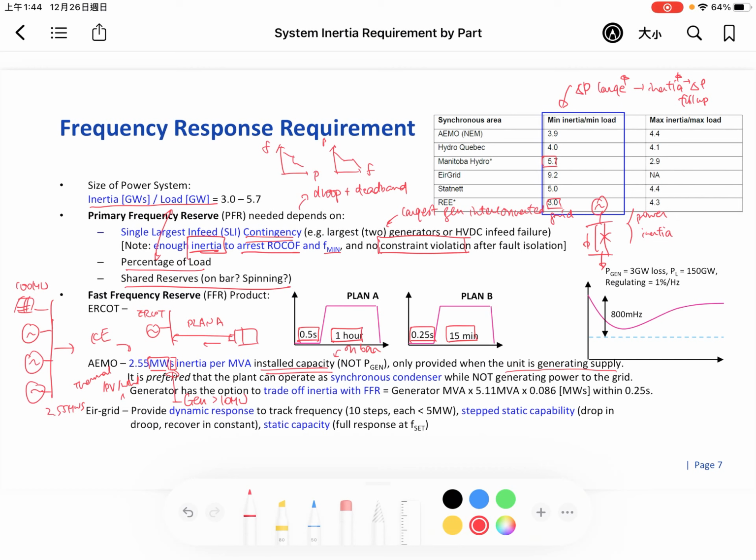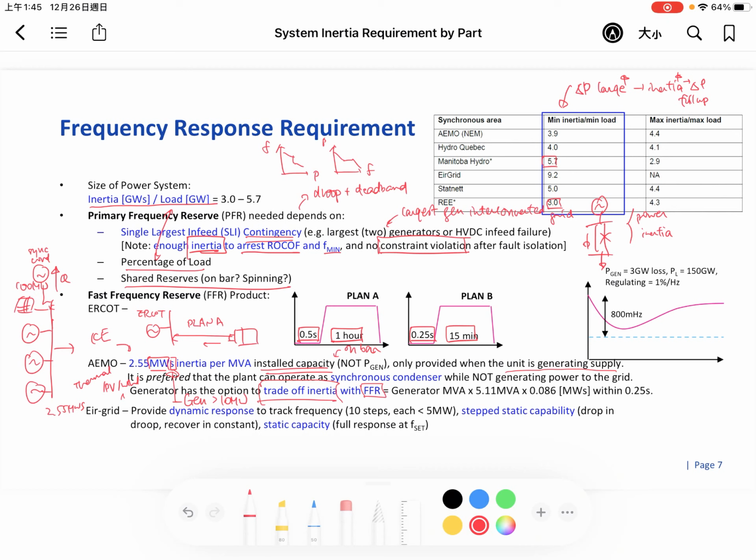Just like I can do it with battery support, providing fast frequency reserve, or I can have a synchronous condenser supporting the PV system. We can have a synchronous generator operating as a synchronous condenser to absorb reactive power to control the voltage. But anyway, it is on bar, that's why it can provide KE.